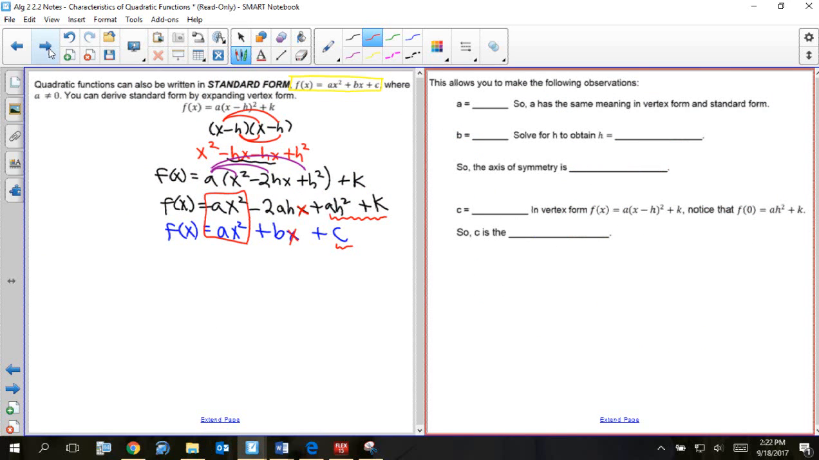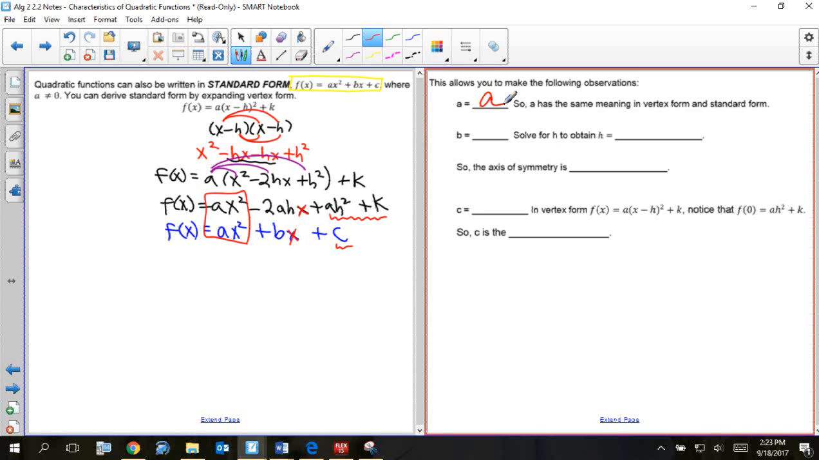So these are the observations we are making. In the first term, since it's ax squared and ax squared, what does a equal? If the first term is ax squared, what does a equal in the second term? They're the same. What does a equal? I'm not making sense, am I? Are they different at all? No. They both have x squared, they both have a, so we're going to say a is a. For both vertex form and standard form, a is a.